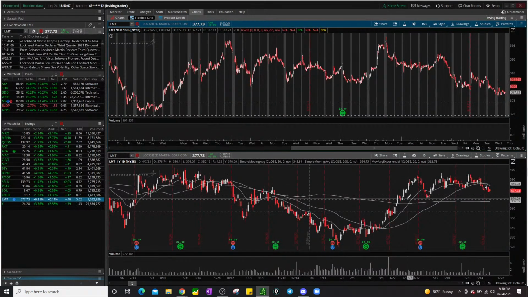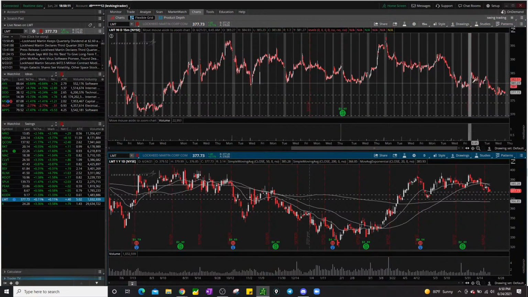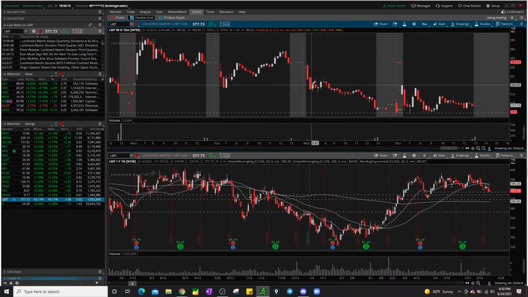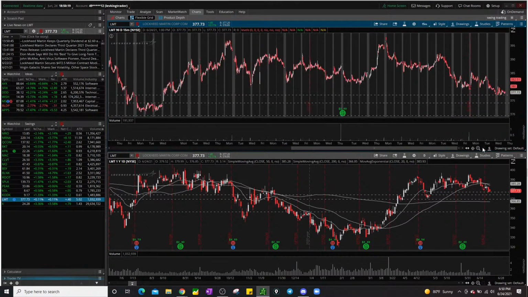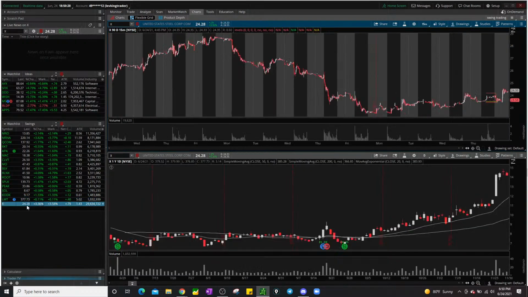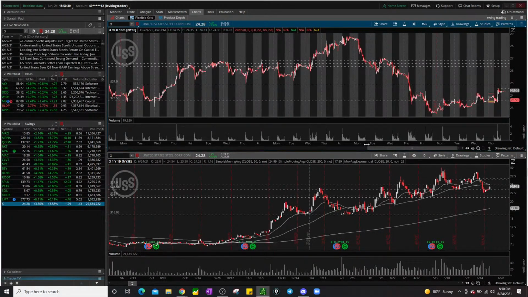LMT. This thing can move $5 based on ATR. I'll leave it for now. Again, Lockheed Martin, not the best. And X, I'm just gonna leave it for tomorrow. I want to see the price action.